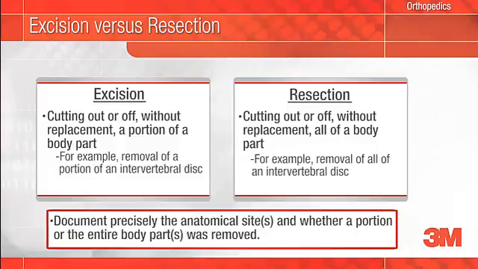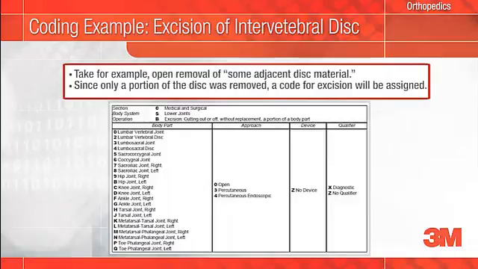So document precisely what or how much of an organ or body part is removed. You don't have to use the words excision and resection according to coding definitions. The coder will apply the definitions based on your documentation of what and how much was surgically removed. Take, for example, open removal of some adjacent disc material. Since only a portion of the disc was removed, a code for excision will be assigned.